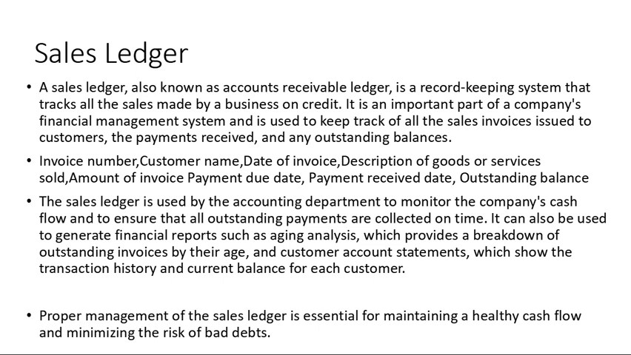It is an important part of the company's financial management system and is used to keep track of all the sales invoices issued to customers, the payments received and any other outstanding balances. So in the sales ledger, we have to mention the sales invoice number, customer name, date of invoice, description of goods and services sold, amount of invoice, payment due date, payment receipt date, outstanding balances. These are the items of sales ledgers.